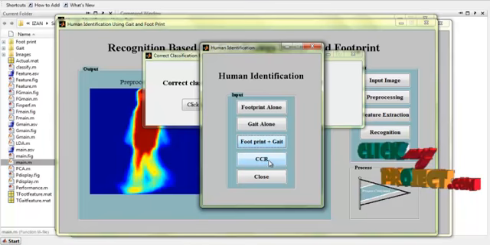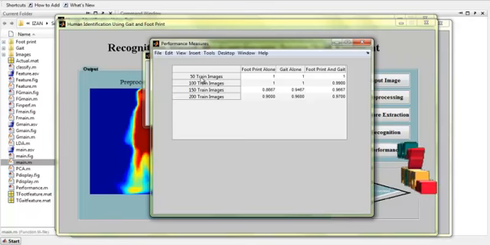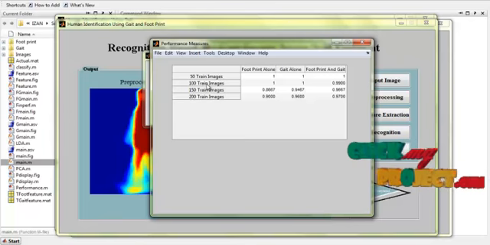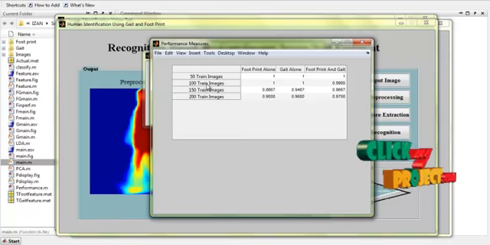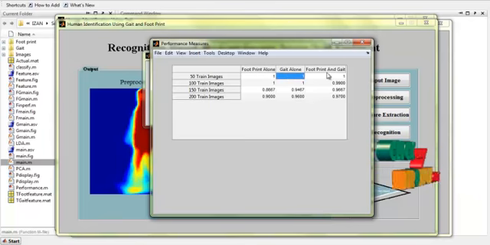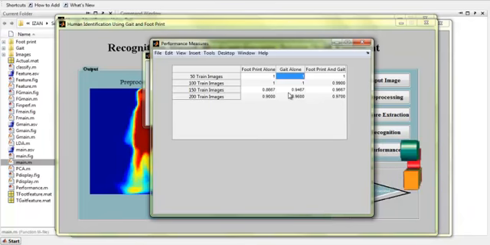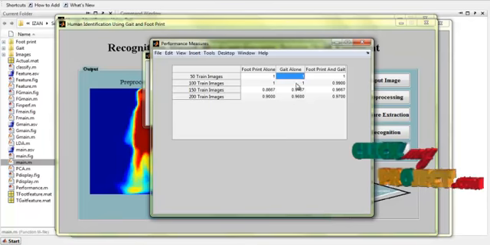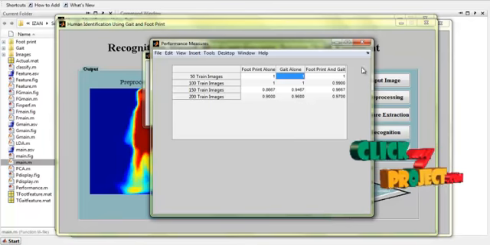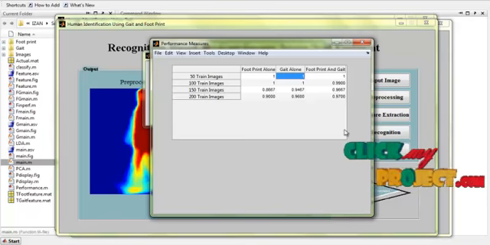Then we obtain the correct classification rate for different experiments. That is, we measure the correct classification rate for different numbers of training samples for classification using footprint alone, gait alone, and combining both footprint and gait. As we can see, those values differ, and overall we obtain nearly 90% in the footprint process and nearly 96% in the gait process. So this is the process.